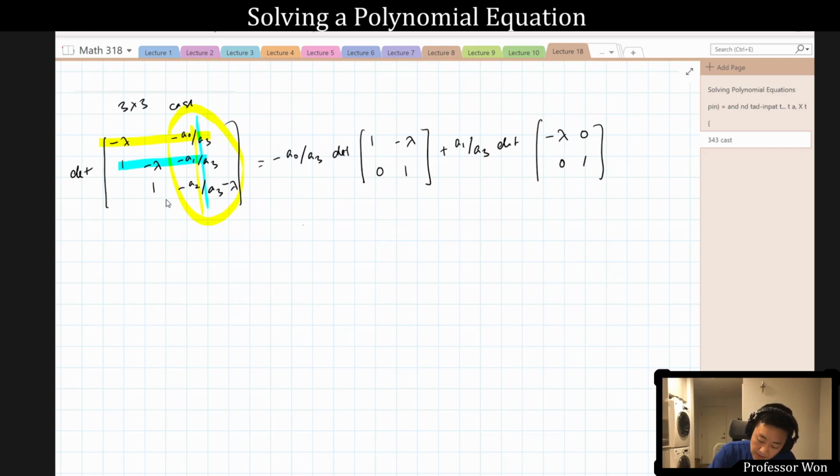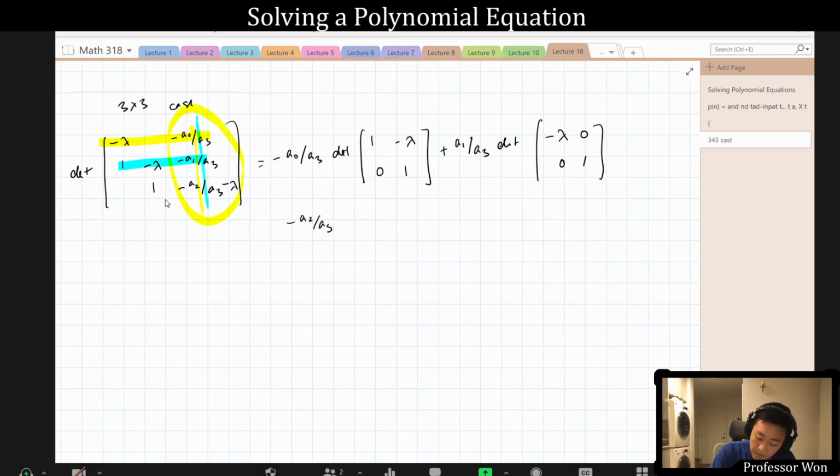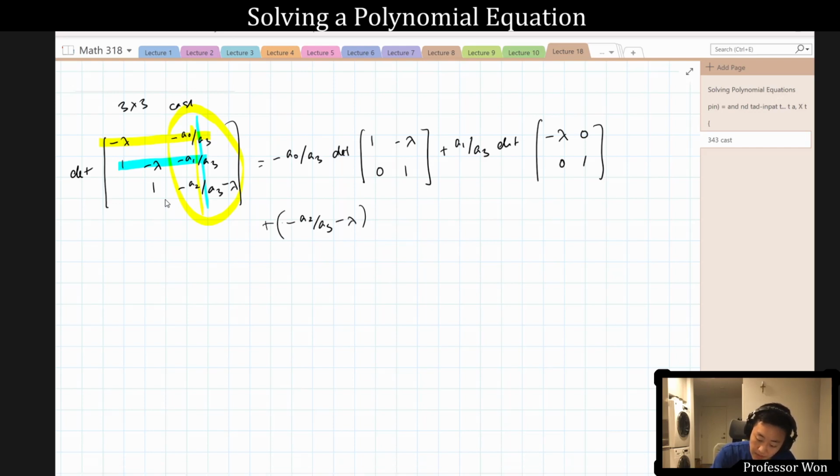Right, and then minus a2 over a3 minus lambda, this whole thing, times, if I delete now the purple row and the purple column, I get negative lambda 1, 0. This is the characteristic polynomial of that companion matrix in the 3 by 3 case. Okay, well, the determinant of the first matrix is just 1.